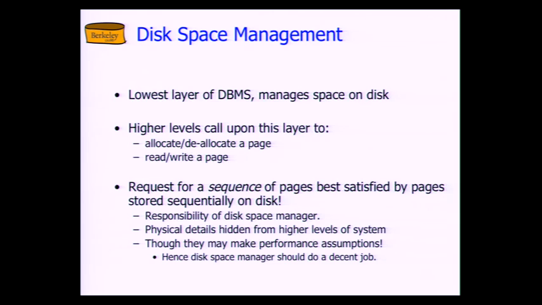The higher levels don't actually get any guarantees about this, though. So they don't see this. Those physical details of which block is where are behind the API of the storage manager, of the disk space manager. But the higher levels may make some performance assumptions that if they ask for things in sequential order, the disk space manager will serve them quickly, right? So it's sort of a performance expectation rather than a physical guarantee between the disk space manager and the higher level.